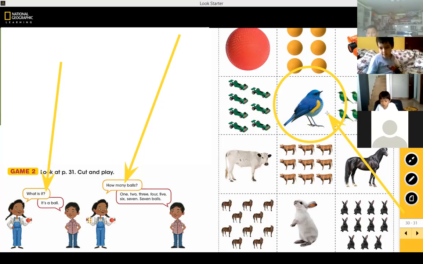A ver, vamos. What is it? ¿Qué es esto? It's a car, a bear. Vamos, vamos, Iram, tú puedes, tú puedes. It's a ball, it's a car, it's a bird. Oh, vamos, dilo completo. It's a bird. A ver, vamos, Iram. It's a bird. Excellent, very good. It's a bird.